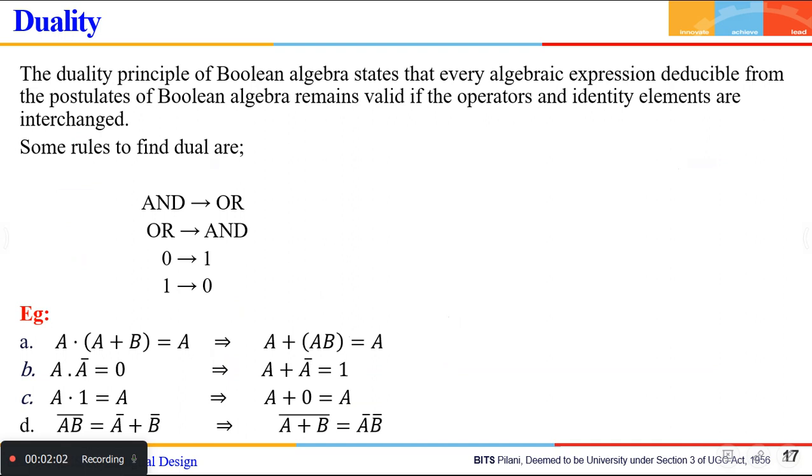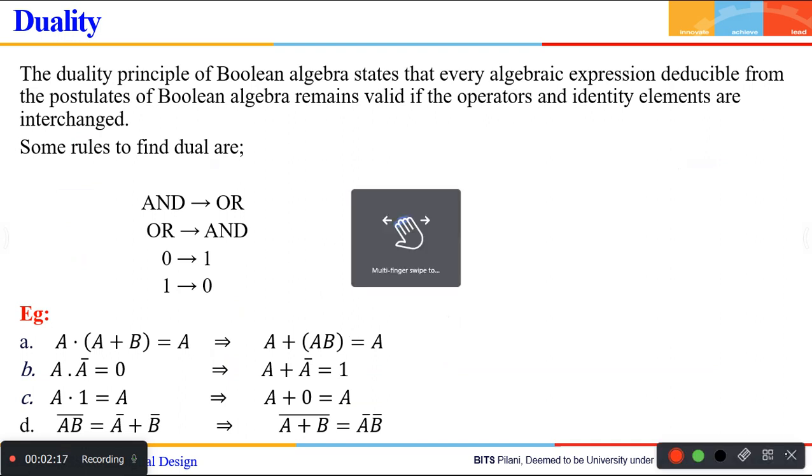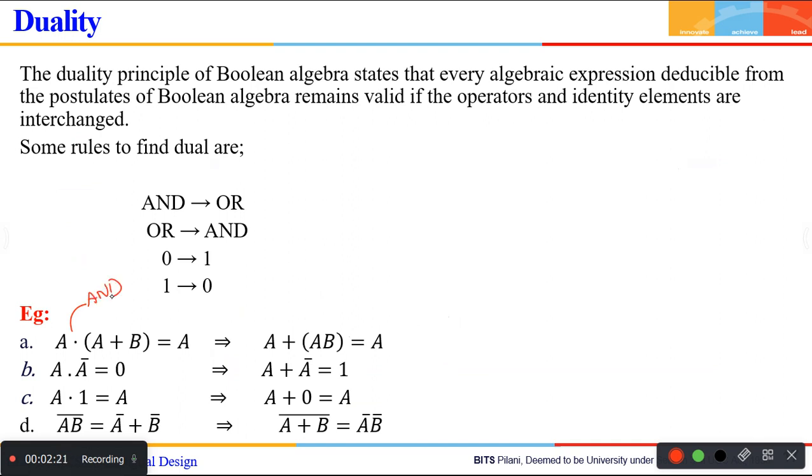Examples, check here: a dot (a plus b). You just see this is an and operator and you have an or operator here. Now what do you do? In this place you put plus and here you put dot. What are you going to get? You're going to get a only, yes or no?